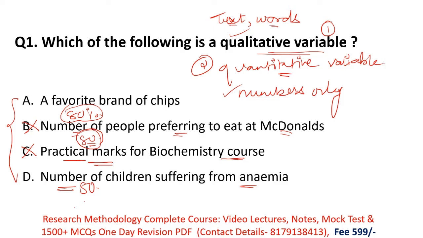So again, you are getting a result in the form of a number, so it is indicating a quantitative variable. So here option D is also incorrect.